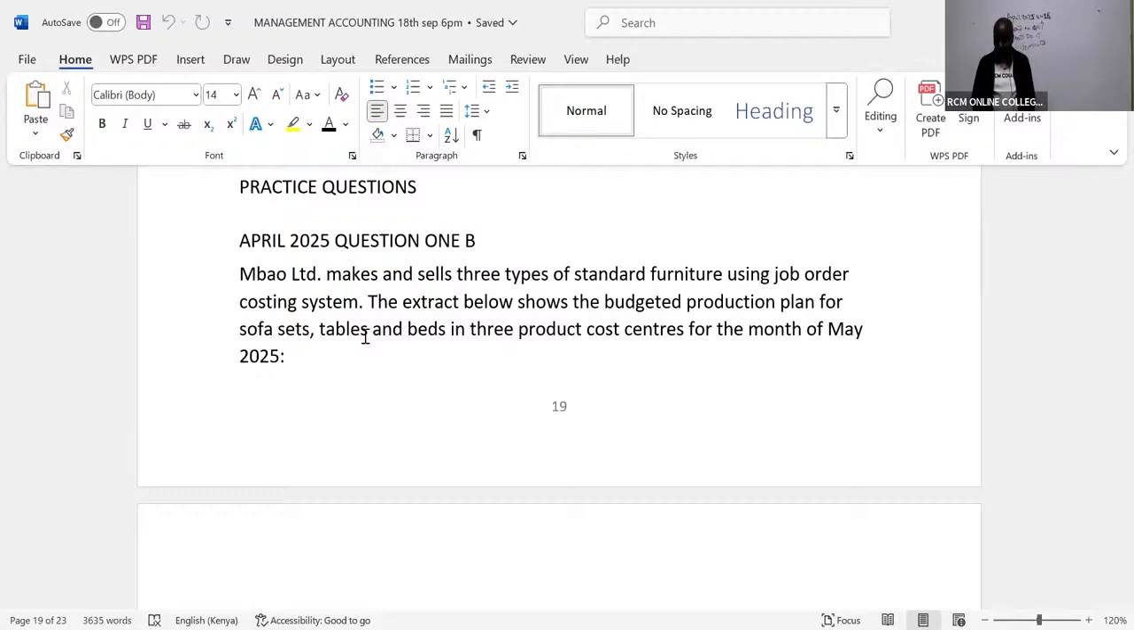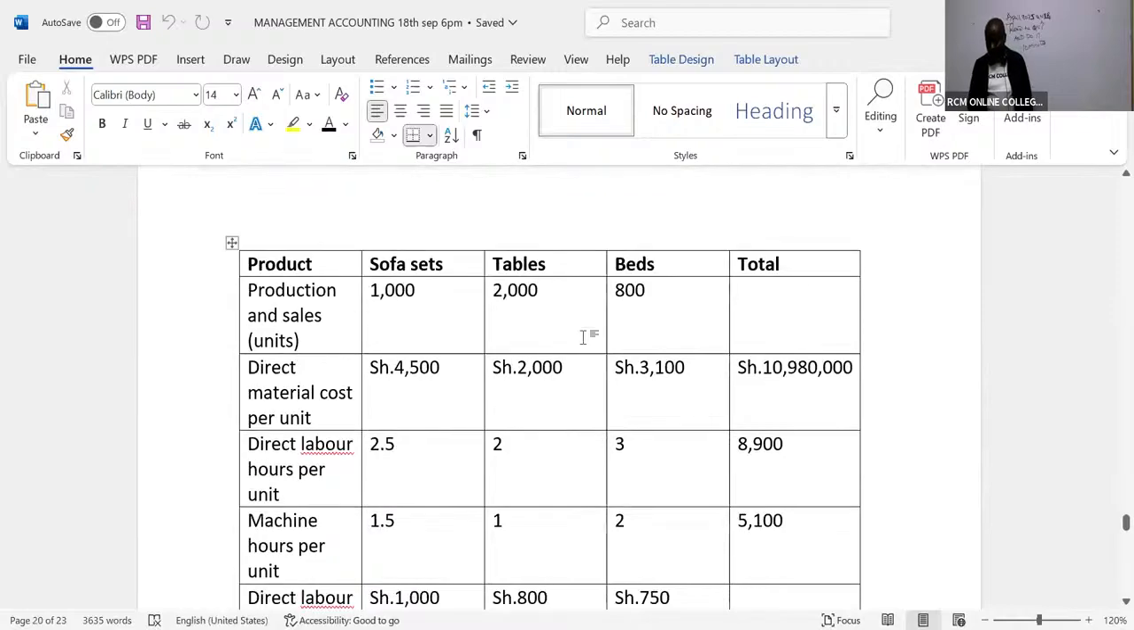But before I start even the introduction, there is a very good question that connects ABC to this traditional method. So I read it. We are told Mbao Limited makes and sells 3 types of standard furniture using a job order costing system. The extract below shows the budgeted production plan for sofa sets, tables, and beds in 3 production cost centers for the month of May 2025. So I can see production and sales. Sofa sets, I'm planning to sell 1,000, tables 2,000, beds 800.